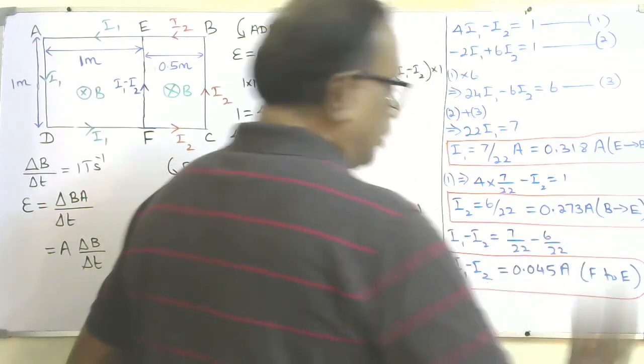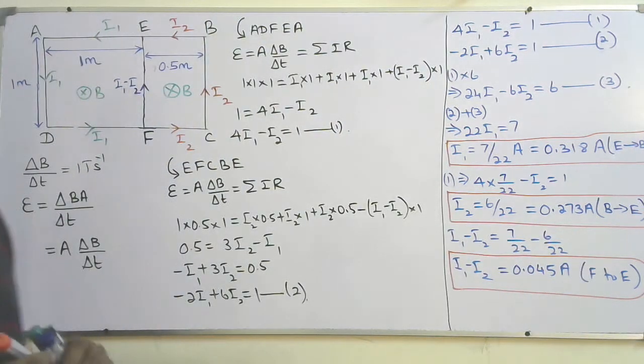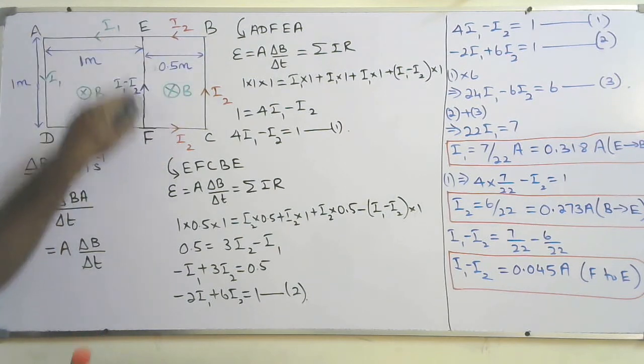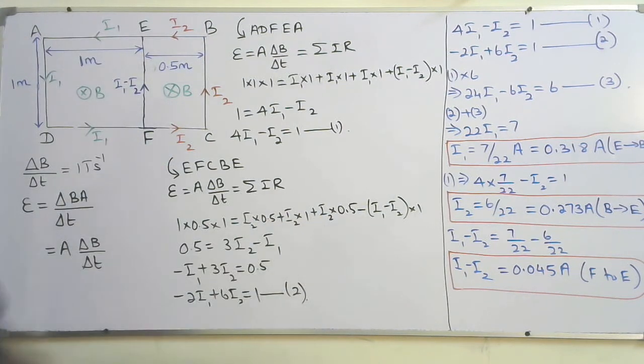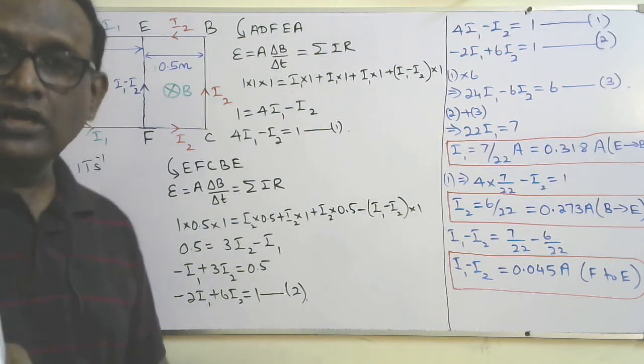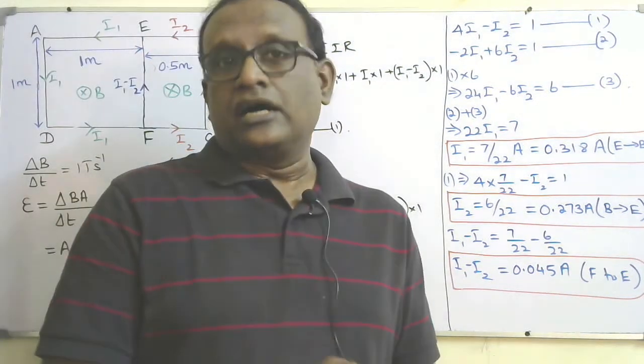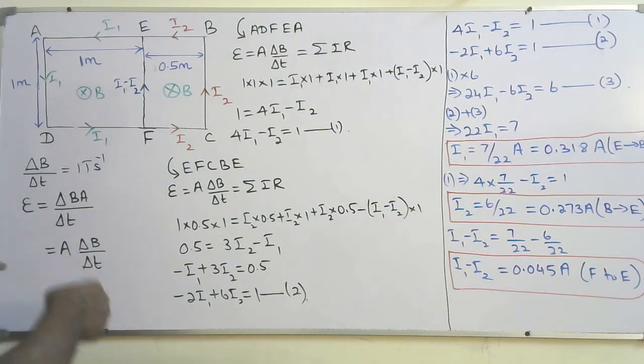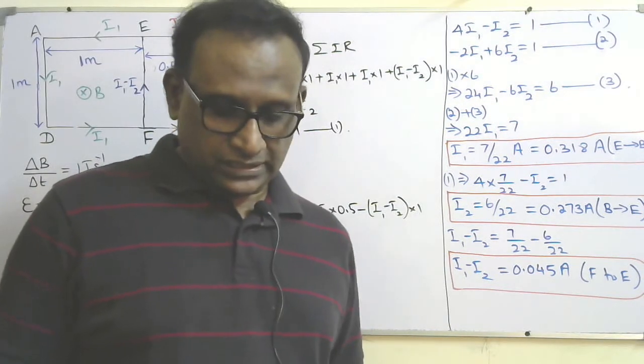Okay, so that's the answer of this question. We found all three currents on AE, EB, and EF. The directions are also given. We found the direction by using Lenz's law. We used Faraday's law here, and also we used Kirchhoff's second law. Okay, I hope you understood this question.